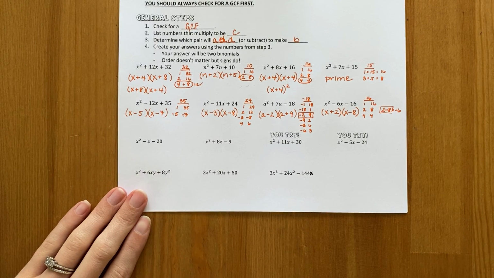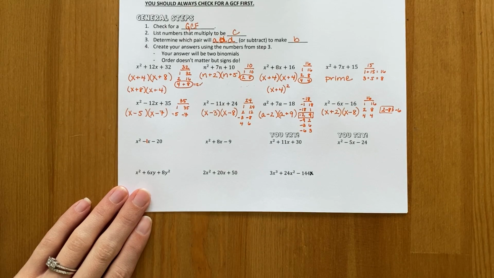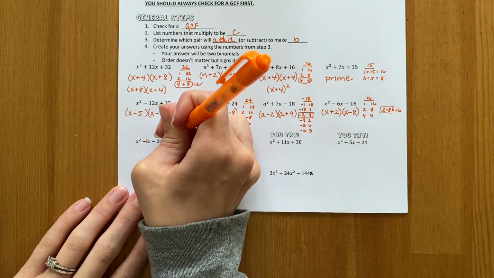All right, here on the next one, the other weird thing is if you don't see a number here in the middle, that number is 1. I'm going to go ahead and start with my list for negative 20.